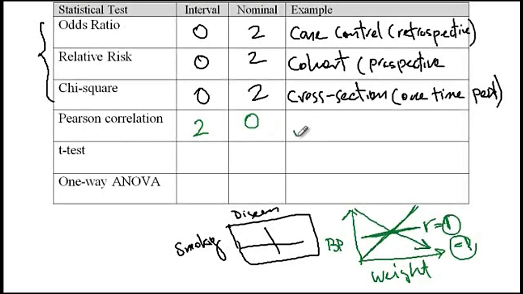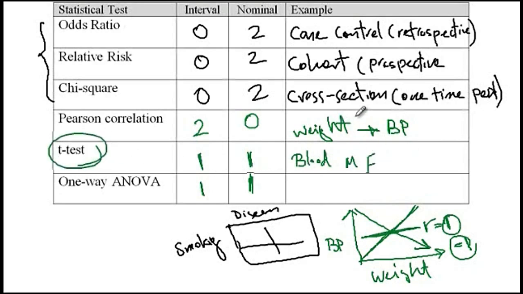An example would be, for instance, comparing the effect of weight on blood pressure. And finally, we have t-test and one-way ANOVA. For these, we will have one interval and one nominal variable. For instance, let's say we want to check the blood pressure in different genders, like male versus female. And t-test is used when we want to just compare two means to each other. So let's say blood pressure in males versus females. And for this one, we're using t-test because it's being tested in two groups.